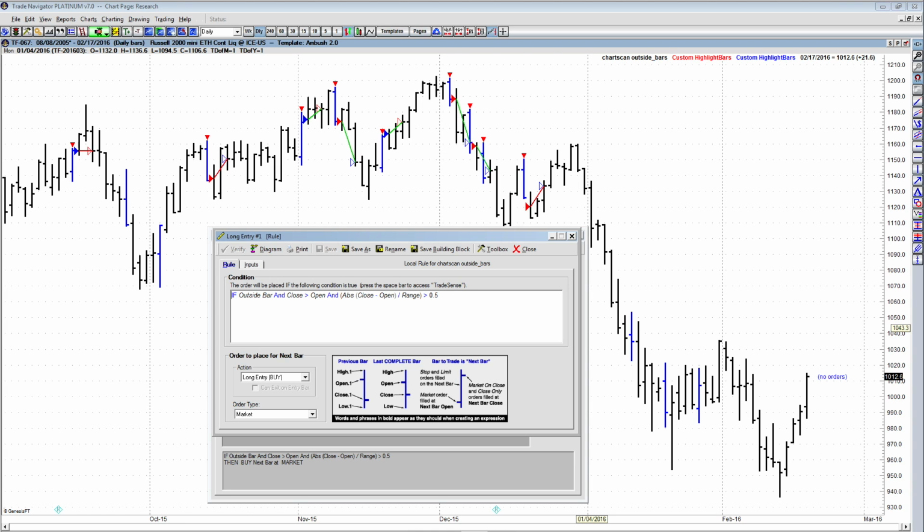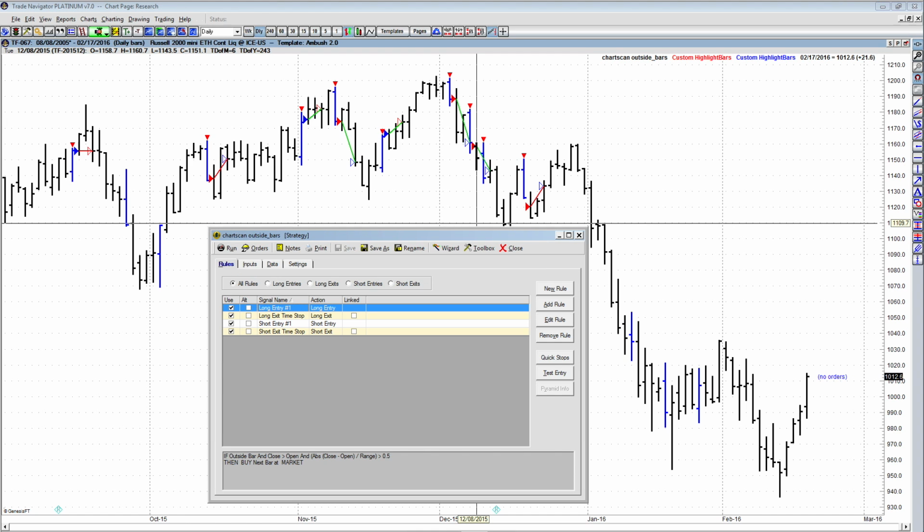We want to buy if we have an outside bar, the close is higher than the open of the bar, and it's a strong outside bar. So in other words, whenever we have an outside bar going up, we want to buy, and we do the same when we have an outside bar that's closing lower. We have a down outside bar, then we want to sell. And we simply do this at the market, meaning on the open of the next price bar.